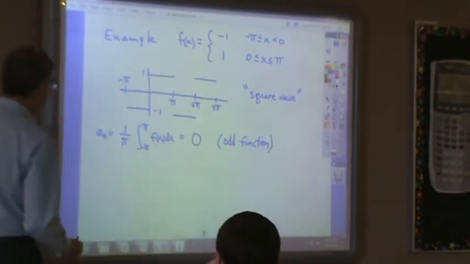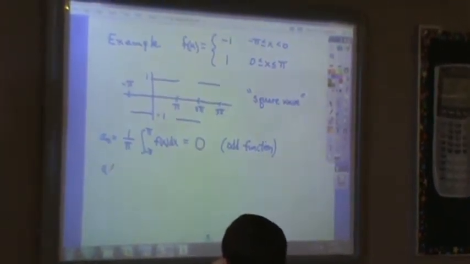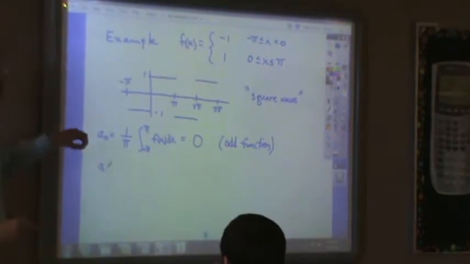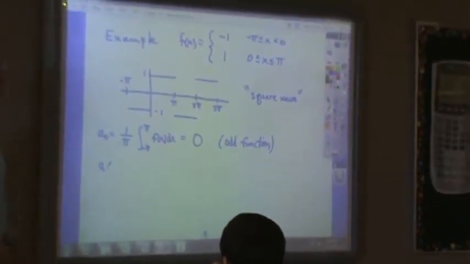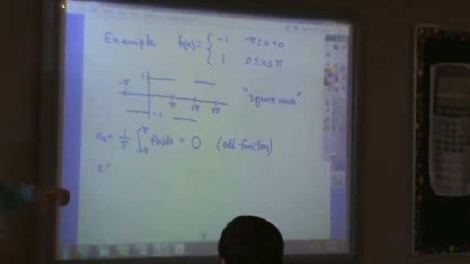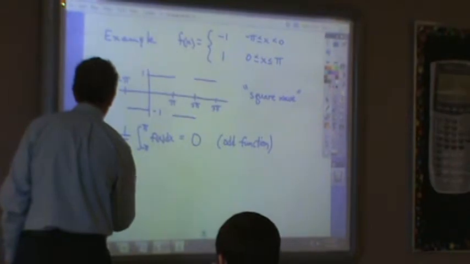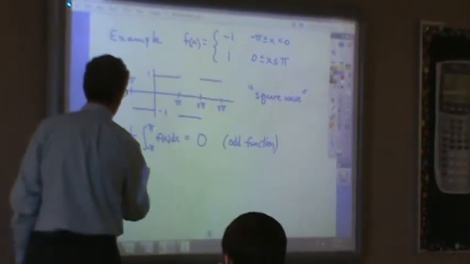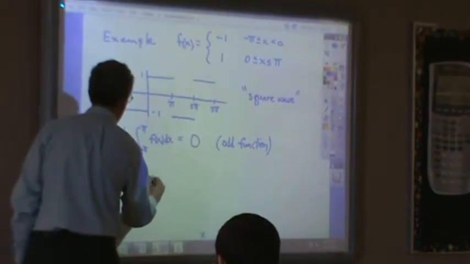Okay, how about the rest of the a's? Some of the notation I've used before says a k, sometimes it says a n. It doesn't matter. You can index it with anything you want. You can call it a k or a n, whatever. So I'll stick with a k, and here's the recipe. 1 over pi, integral minus pi to pi.